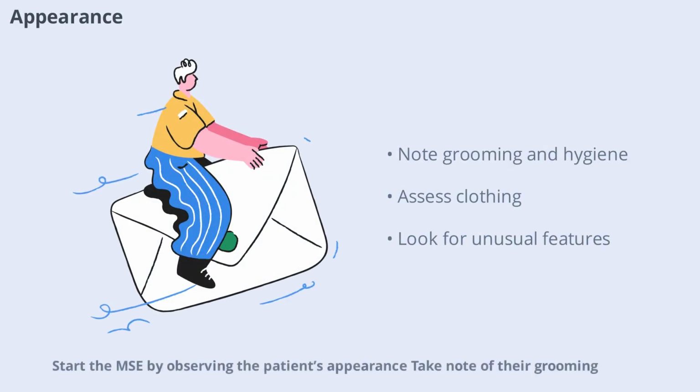Start the MSE by observing the patient's appearance. Take note of their grooming, hygiene, clothing, and any unusual features. Is their attire appropriate for the weather and situation? Are there signs of neglect or self-care difficulties? Appearance can offer important clues about a patient's mental and physical health. Always document your observations objectively without making assumptions.